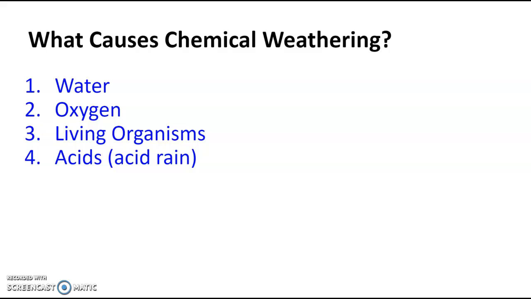So water is the number one source of chemical weathering. Oxygen also contributes a lot. So if you've ever seen sandstone, right, that beautiful red rusty color, that's from oxygen interacting with the iron in the rock, and it's changing the composition of the rock. Living organisms, particularly lichen and other plants, can alter the chemical composition of rocks, and of course acids, like acid rain, can change the chemical composition as well.